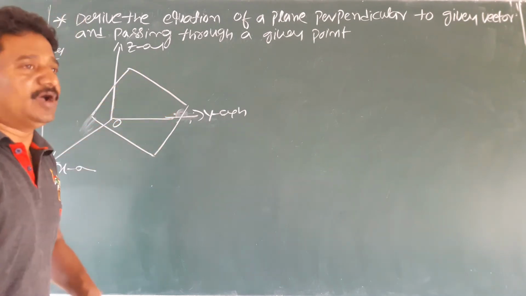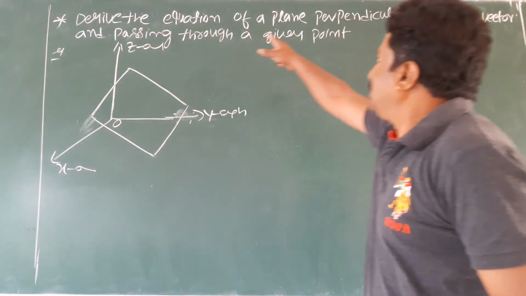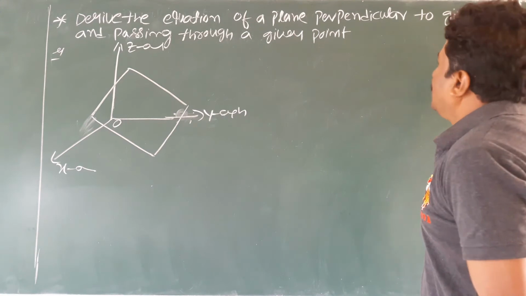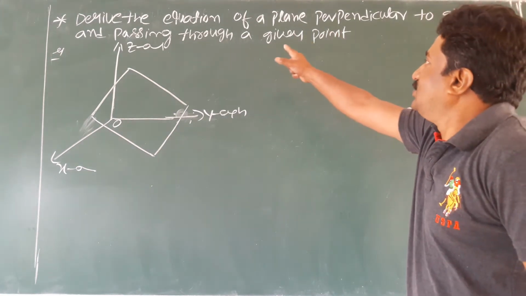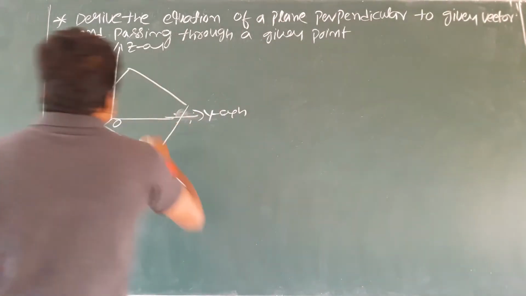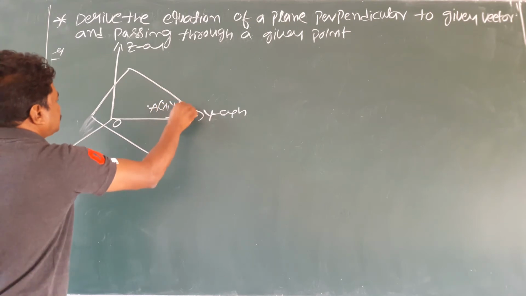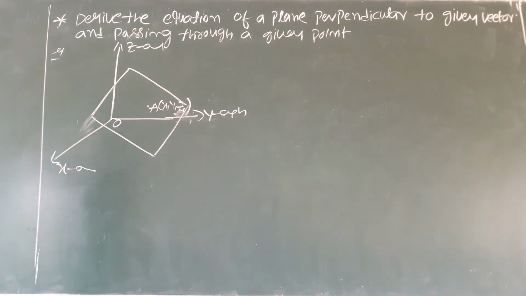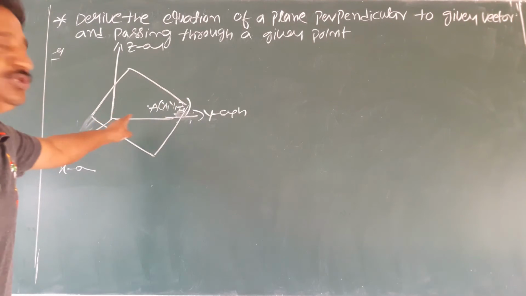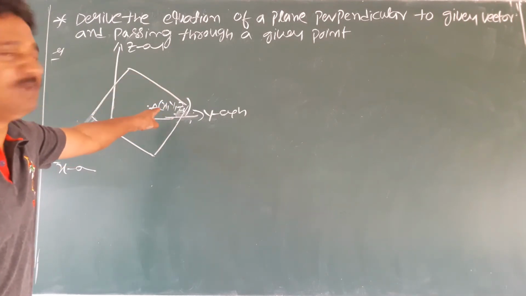Now let us go according to the question. Derive the equation of a plane perpendicular to a given vector and passing through a given point. So you take the point, students. Let A(x1, y1, z1) be a point on the plane. It is given in the question. The plane should pass through the given point. You take that point as A(x1, y1, z1).